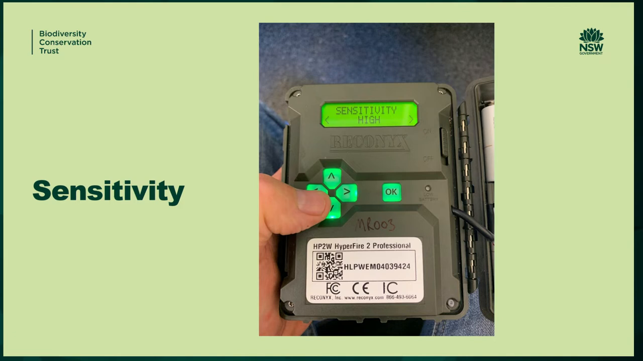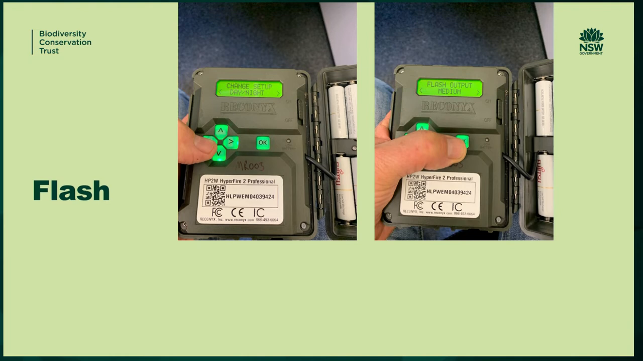Sensitivity is something to consider. If you're trying to get small mammals, you want it fairly high. You can have high or very high. The trade-off with that is little grasses and leaves might set it off, so you've got to try and trim them away from the area that you're targeting. You can set the cameras on day and night, and this is where flash comes into it.